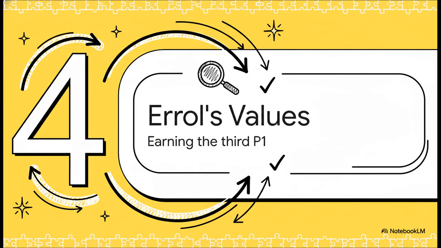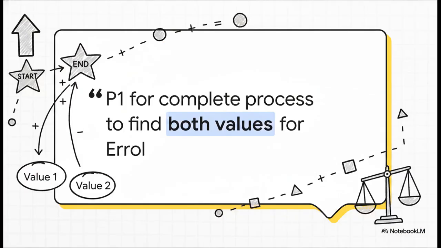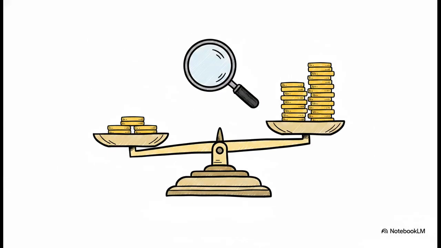All right, section 4, calculating Edexcel's values. Time to earn the third P1 mark. Now, to secure this third process mark, it is absolutely not enough to find just one value. The mark scheme is very specific here. It stresses a complete process. We have to calculate both his starting amount and his final amount. To pull this off, we first find his new total. We do this by taking our newly calculated single part of 27 and multiplying it by his new ratio share of 3. That gives us 81.